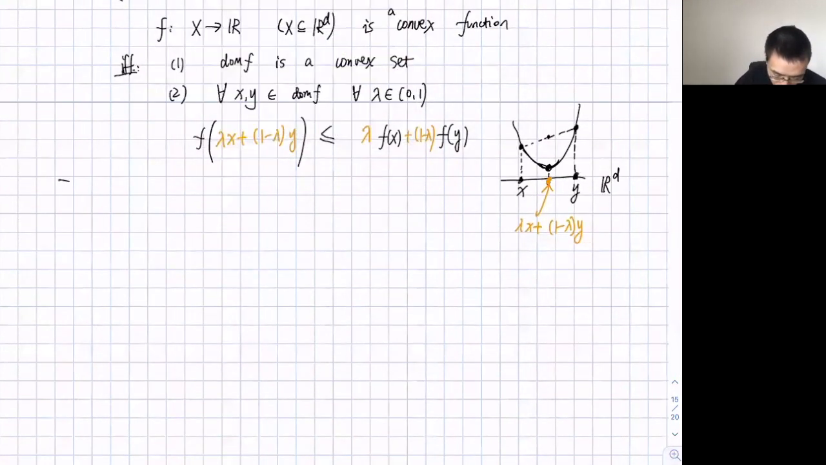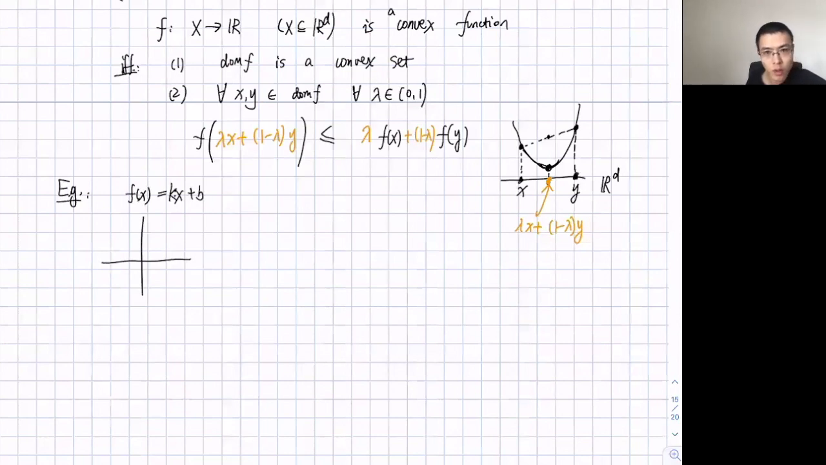Example. Say f of x is x, or maybe x plus b, or maybe kx plus b, where k and b are real numbers. So obviously it's an affine function. The function of the average of the input is precisely the same as the average of the function values. So in this case, this is equal, and equal is also a special case of less than or equal to, so it's convex.